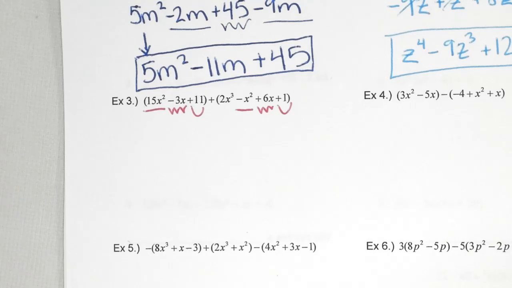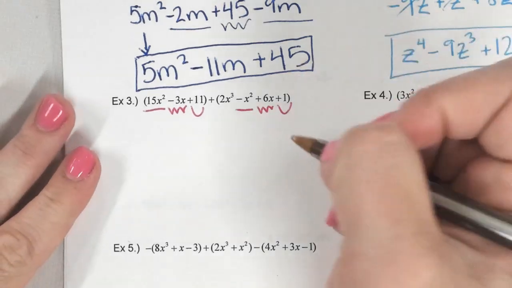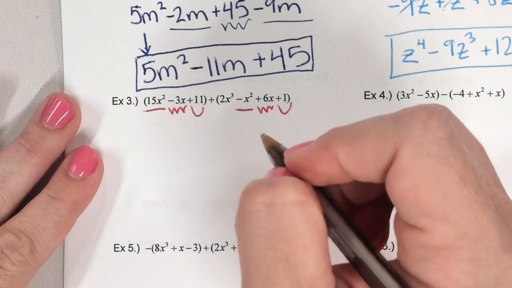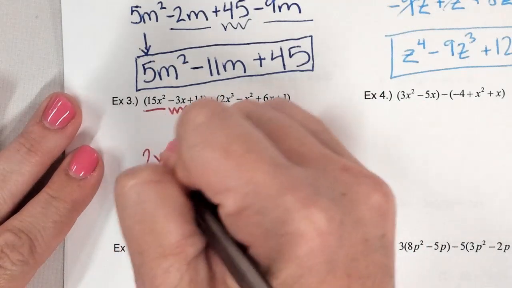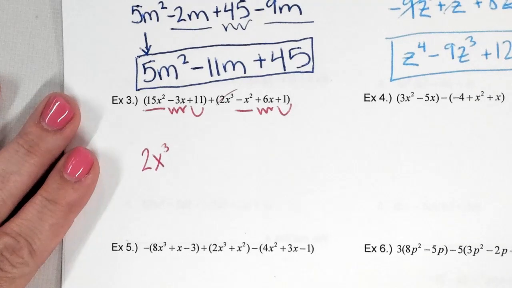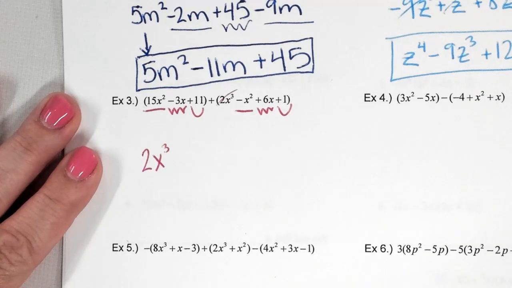What's my highest degree? 2x to the third power, my cube. So my 2x cubed, did it have a like term? No, so I'm just going to bring it down. 2x cubed. And like I said, I'm weird and I like to cross things out. That's how my brain works. Okay, now what?